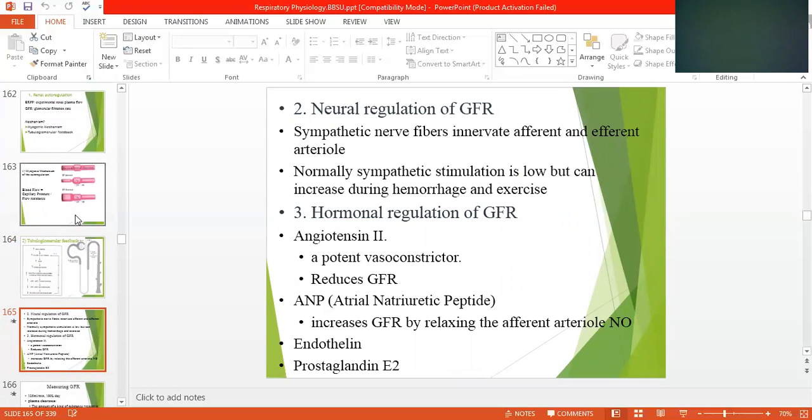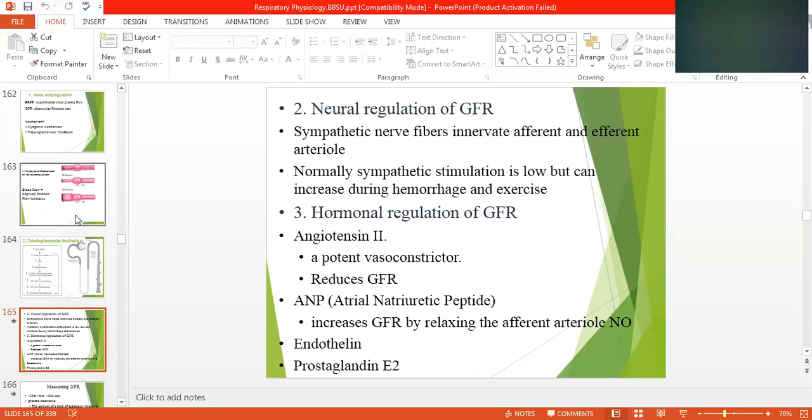This was the autoregulation, and now we come to neural regulation, which is controlled by the brain. Sympathetic nerve fibers innervate the afferent and efferent arterioles, meaning the vessels where the blood comes into the Bowman capsule glomerulus, and which leave the glomerulus. Both have nerve innervation from sympathetic nerve fibers. Normally, sympathetic stimulation is low but can increase during hemorrhage and exercise.